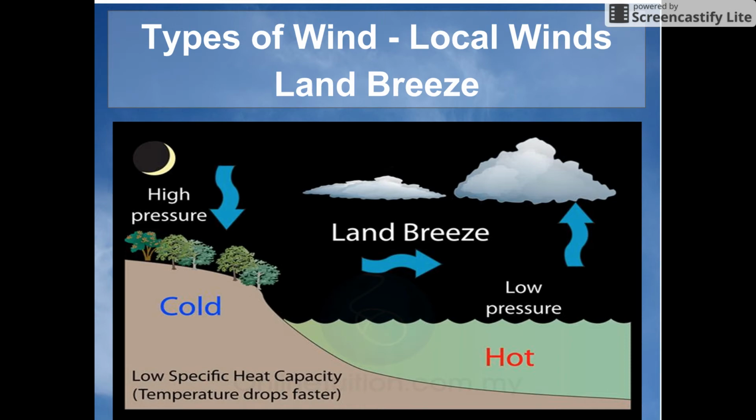The land breeze begins 2 to 3 hours after sunset and usually ends shortly after sunrise. Here is another look at a land breeze.